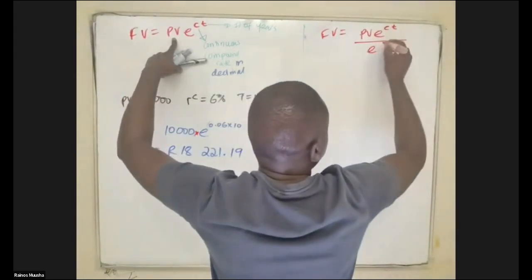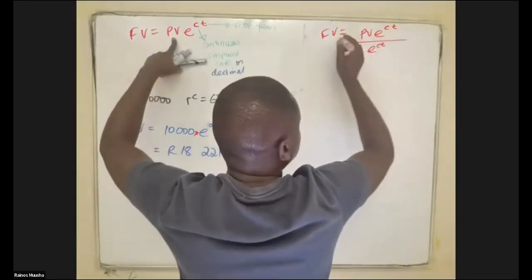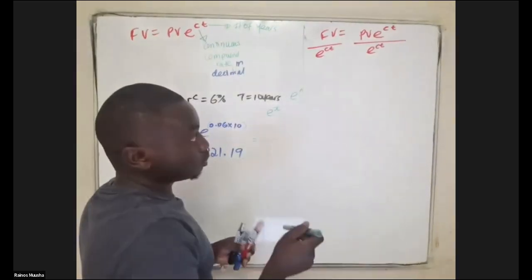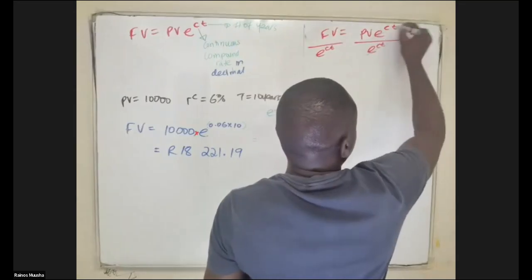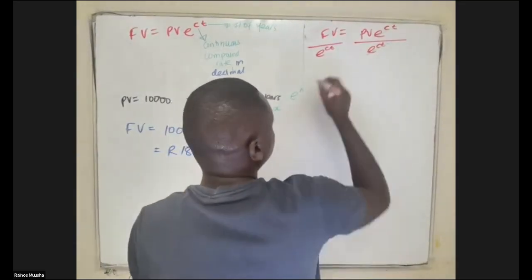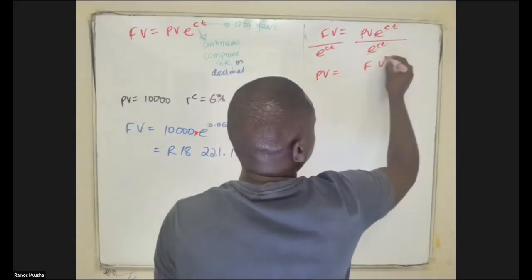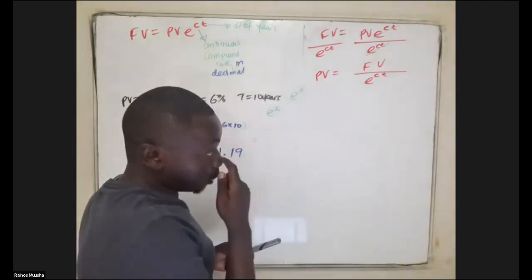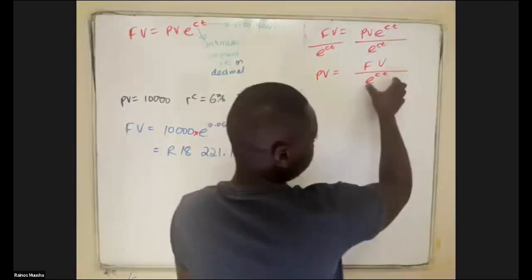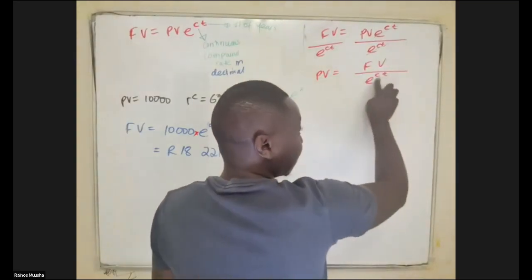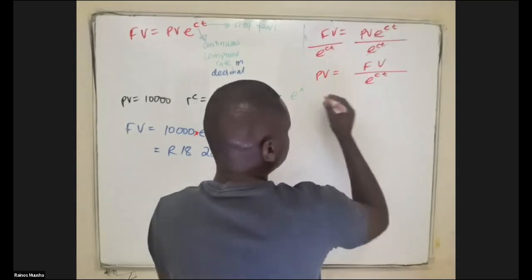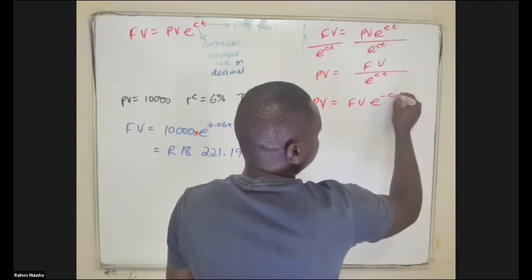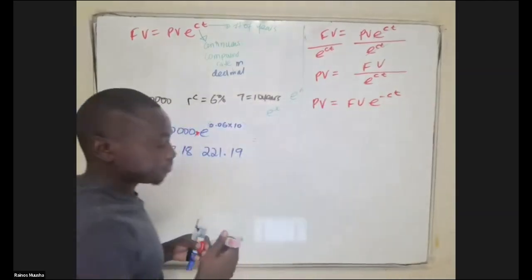Now, if you divide this side by e to the power ct to cancel that, we also divide the other side by e to the power ct, because whatever you do on the right-hand side, you also need to do on the left-hand side, so that this cancels that. So the present value can be simplified into the future value divided by the exponent of the continuously compounded rate times t. But we also know that if you take the denominator and put it in the numerator, if it carries a positive sign, it will carry a negative sign. So the present value can also be given as the future value times the exponent of minus the continuously compounded rate times t.